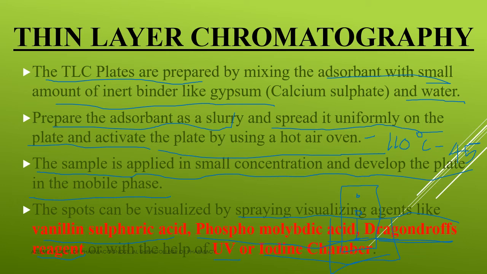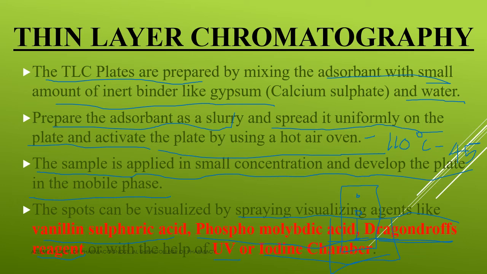So it can be prepared by mixing the adsorbent with an inert binder like gypsum and water. Then a slurry should be prepared and spread uniformly over the plate. After that it should be activated by keeping it in a hot air oven at a temperature of 110 degrees Celsius for a minimum of 45 minutes to 1 hour. Clear? Then, after activation, the sample should be applied in small concentration and kept in the developing tank which contains the mobile phase.